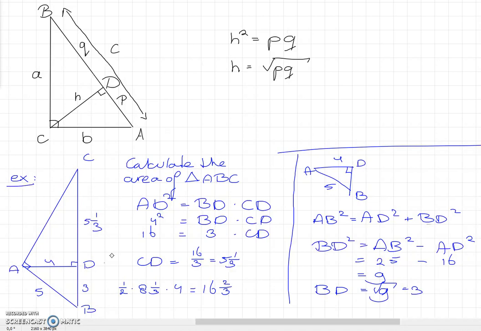So the trick to examples like these, questions like these, is find out as much as you can and use the correct theorem. In this case, Pythagoras' theorem for calculating BD, and then the geometric mean theorem for calculating CD.